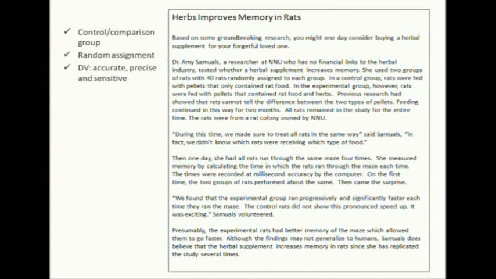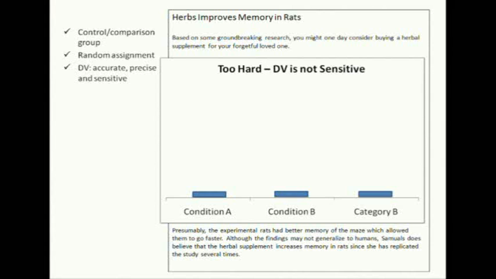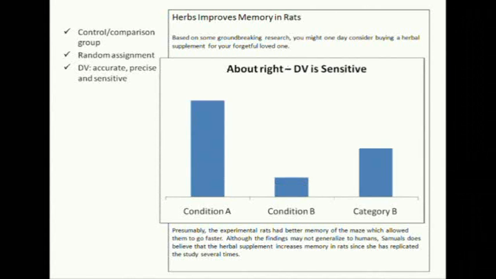Right. If a dependent variable, let's say a test, is too easy, then all the scores will be at the top, all the same. And if it's too hard, then they would all be near the bottom. When a dependent variable is sensitive, you can see differences, if they truly exist.